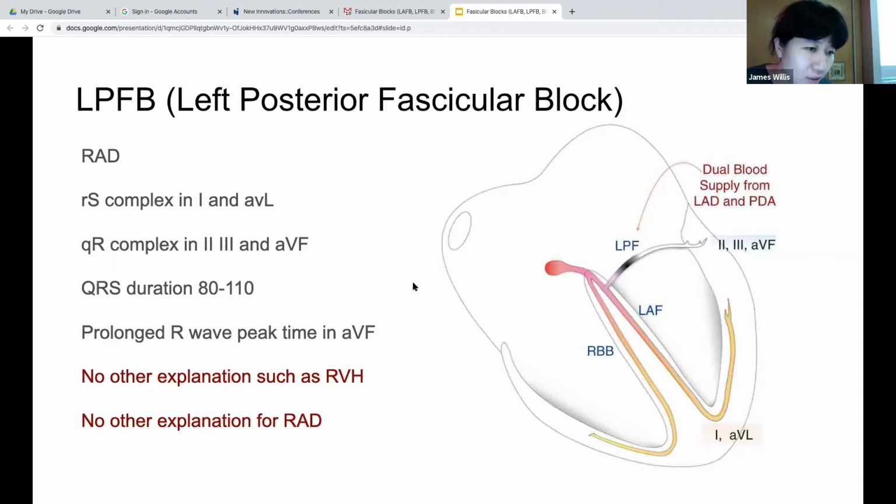The reason why these are a lot less common is because this fascicle receives blood supply from both the LAD and the PDA, whereas the left anterior fascicle receives blood supply isolated from the LAD. So left anterior fascicular blocks are pretty common, but a left posterior fascicular block by itself, isolated, is extremely uncommon, and they're actually more likely to be seen in combination with a right bundle branch block, forming a bifascicular block.